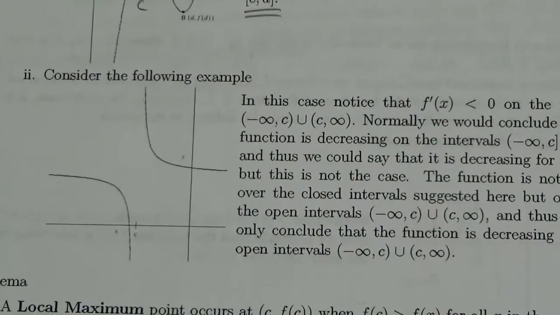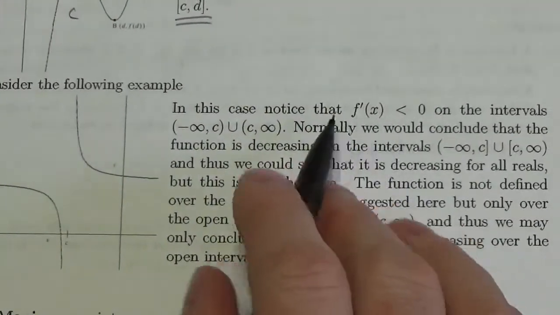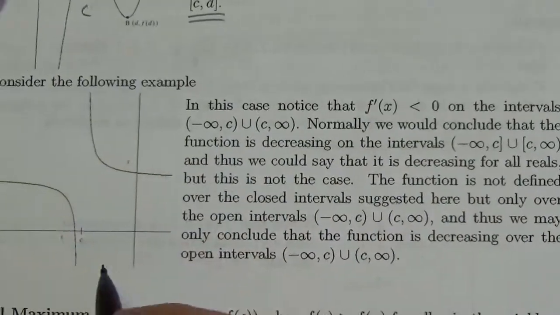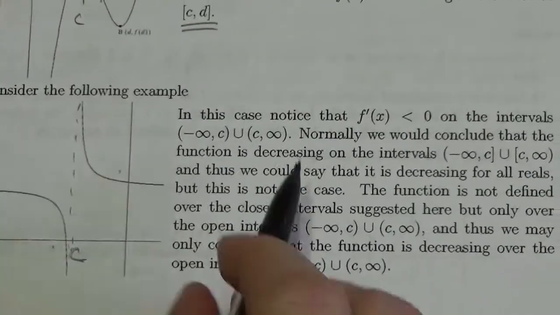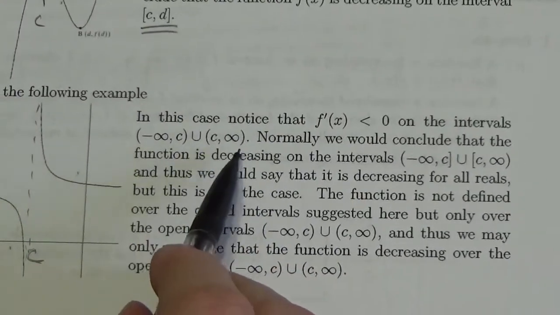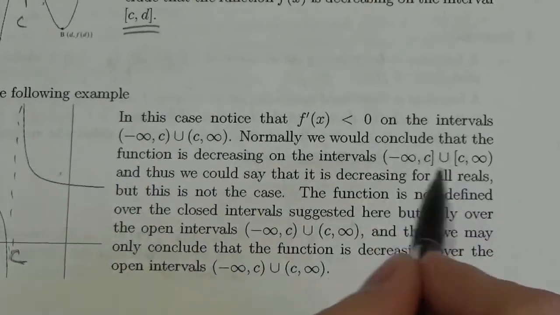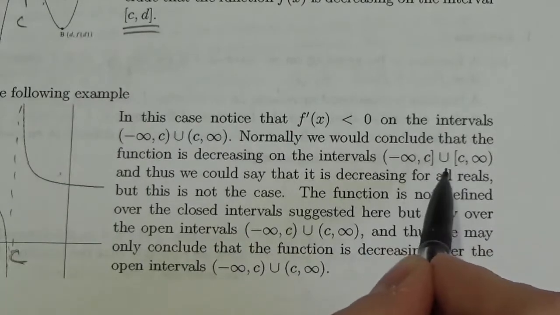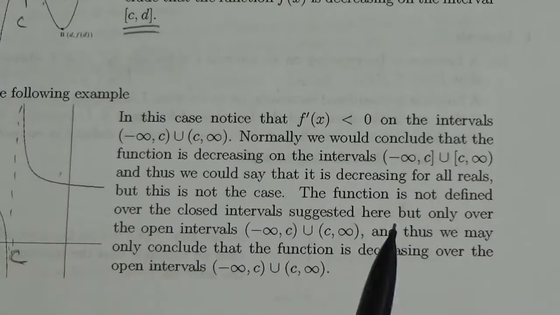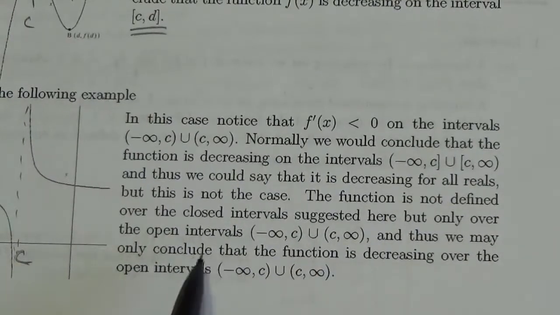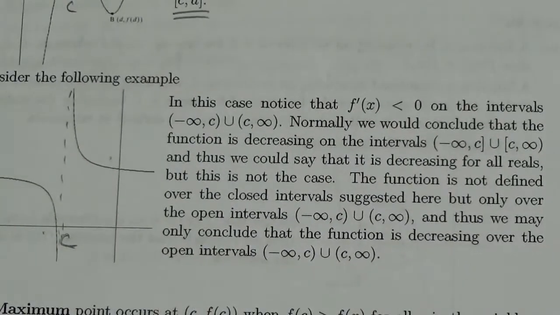So let's take a look at this example right here. In this case, notice that the derivative is negative on the intervals negative infinity to c. Here, we've got the vertical asymptote at c. So negative infinity to c, c to infinity. And normally you would conclude that this function is decreasing on this closed interval, including c. Now I want to address this because I understand that what I've done thus far might lead you to conclude that. However, you can't include this here because in this particular case there's a little bit more going on. And actually, we're going to talk about this.